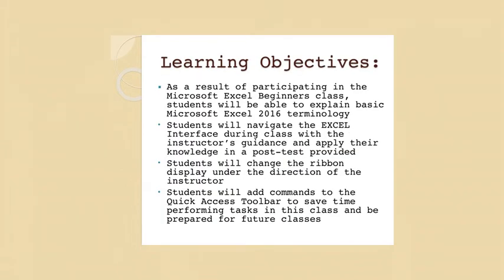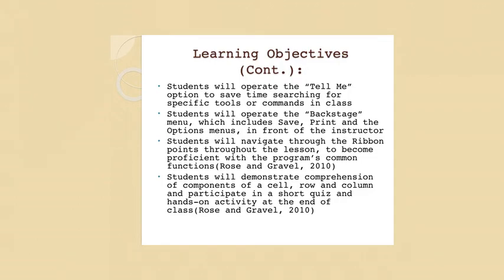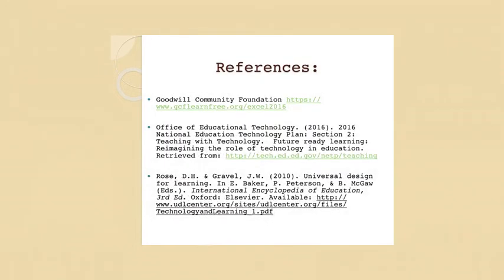Learning objectives. As a result of participating in this class, you'll be able to explain basic Excel terminology. You'll be able to navigate during the class with my guidance and apply your knowledge in a post-test provided. You'll be able to change the ribbon display, and you'll be able to use the quick access toolbar. Operate the Tell Me option, the backstage menu including Save, Print, and Option menus. You'll navigate through ribbon points throughout the lesson to become proficient with the program's common functions, and you'll demonstrate comprehension of components of a cell, row, and column and participate in a short quiz and a hands-on activity at the end of the lesson. Here are a few references I used for this presentation.